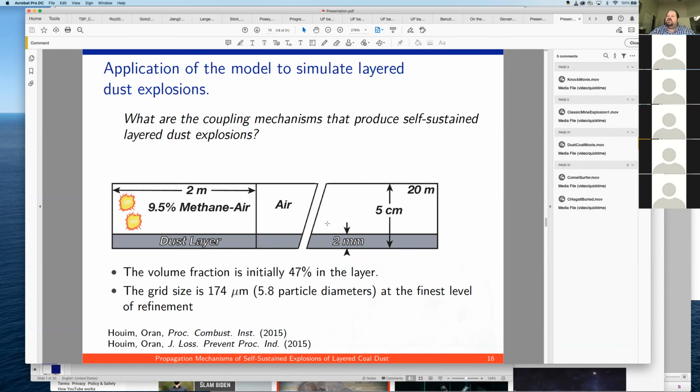So next, we also verified the code for a whole bunch of flames and things like that. And so now we are ready to use our models to study how dust explosions propagate in these layered dust configurations. And so here's just a scenario. We have a stoichiometric methane air mixture and we trigger a detonation through it. That acts as the primary explosion. That primary explosion slides over the layer of dust, kicks the coal dust into the air, which then subsequently starts to burn in the shock heated air.